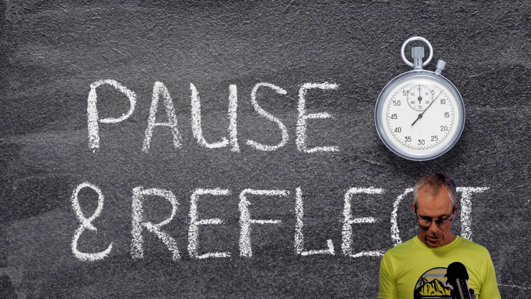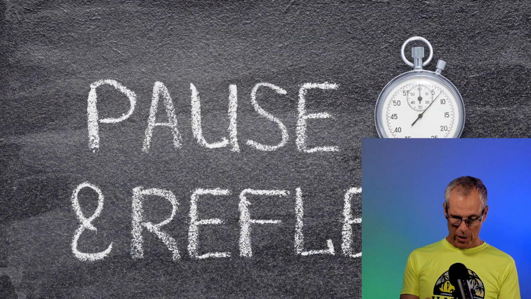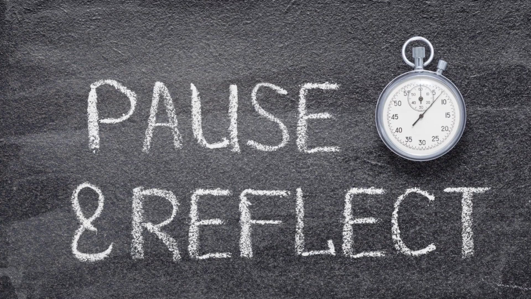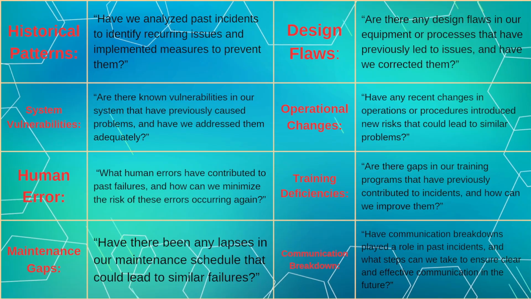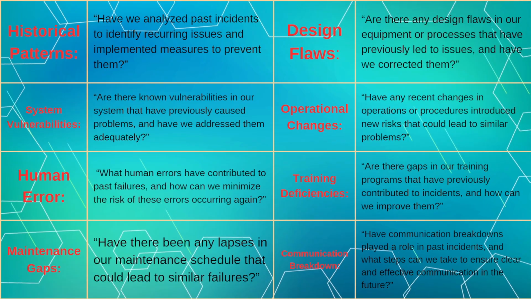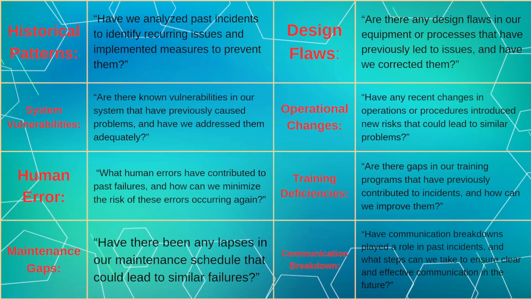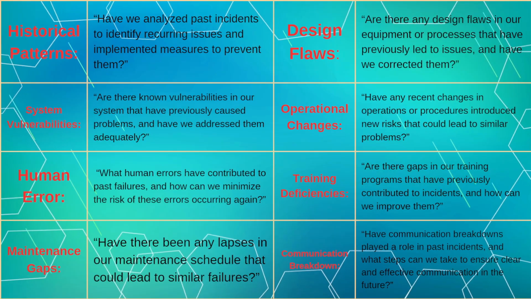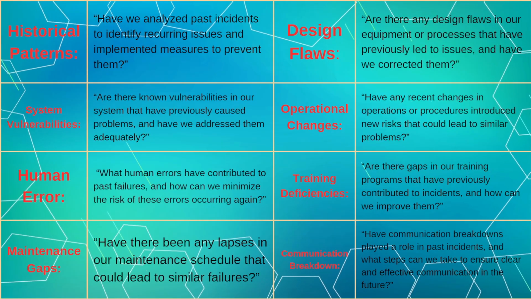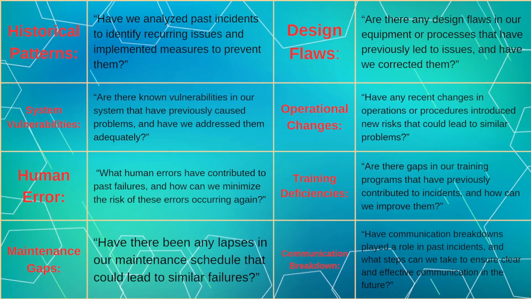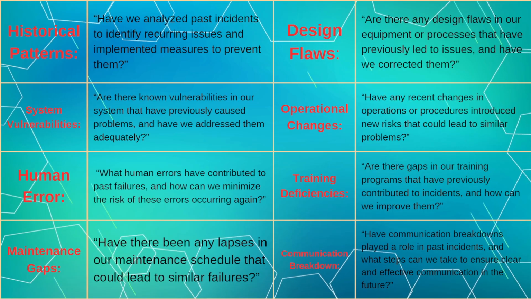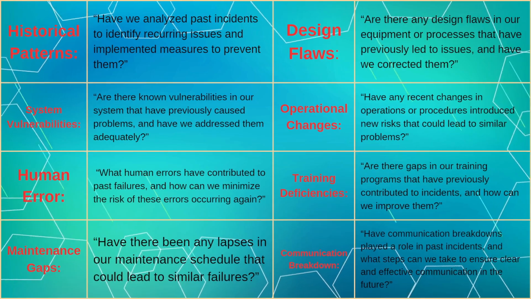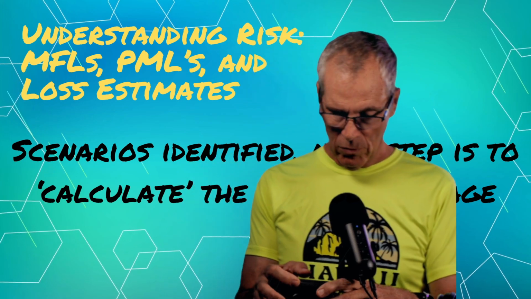Now, let me pause and reflect and get out of your way, give you the slides. So, if we stop and ask ourselves these same type of questions about, are there historical patterns, are there system vulnerabilities, human error, maintenance gaps, design flaws, operational changes, training deficiencies, communication breakdowns. These are the kind of things, the categories and the kind of questions that we can ask to make sure that we're really assessing the worst that can happen at our facility. So let's get going some more front end slides.